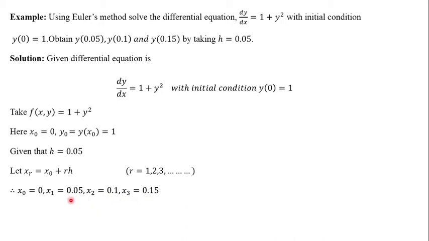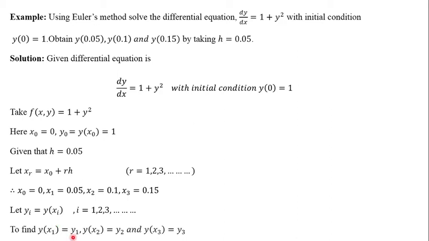Now we will find the value of y at these three xi's. So let yi be y at xi, meaning y1 is y at x1, y2 is y at x2, y3 is y at x3, etc. We need to find y at x1, that is y1, y at x2, that is y2, and y at x3, that is y3.